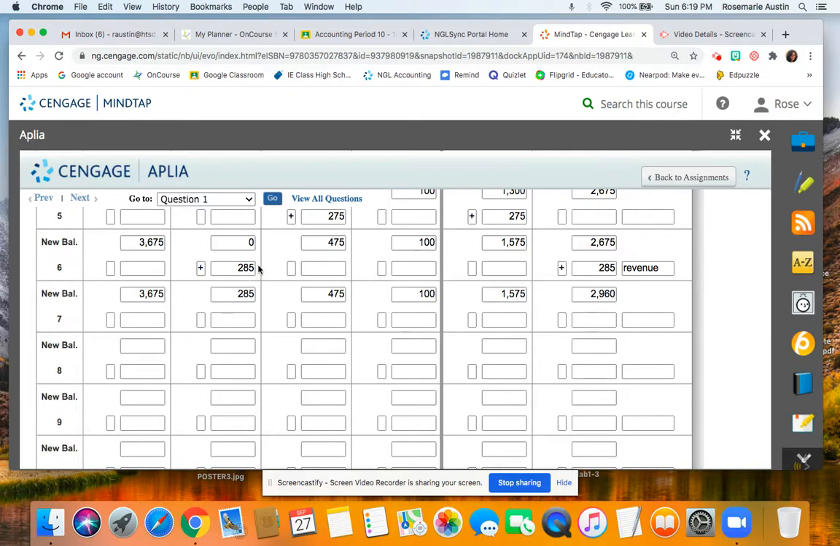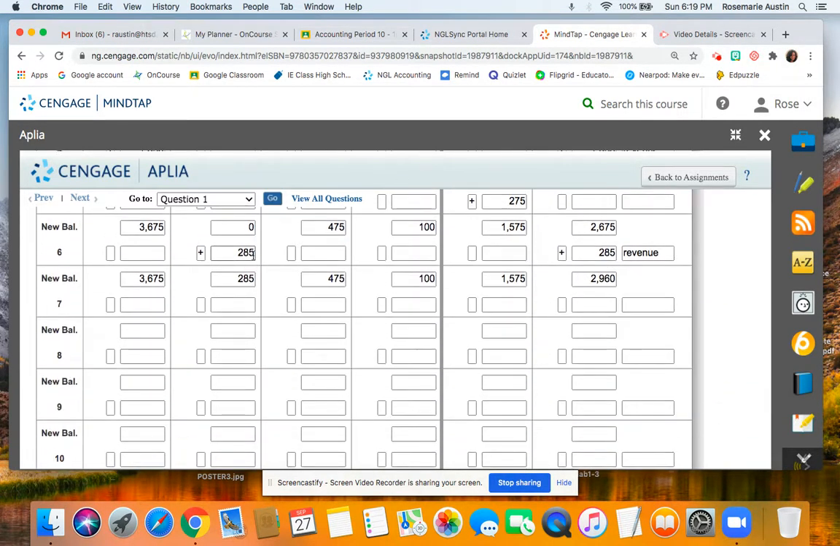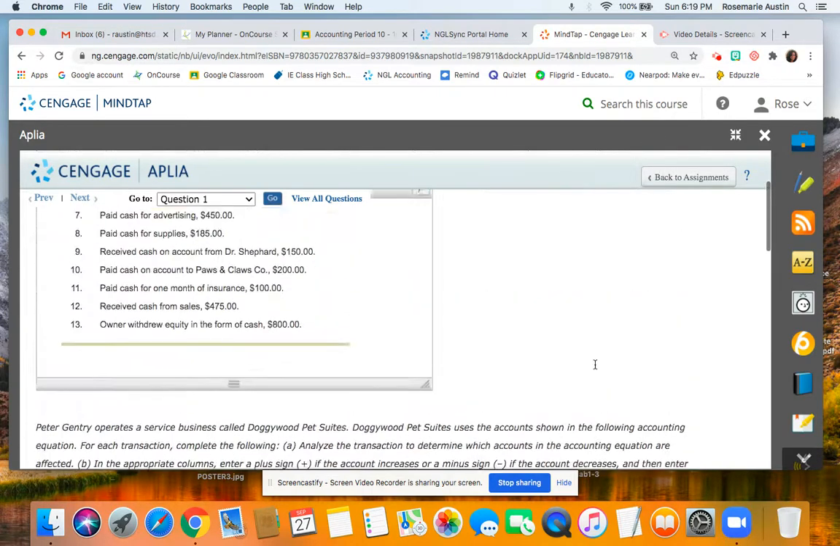So the accounts receivable for Dr. Shepard for transaction 6 was 285. So adjust your new balance there to 285. And then over here, under owner's equity, it's plus 285 for revenue. And the updated balance in that column should be 2,960. All right. Once again, my bad.